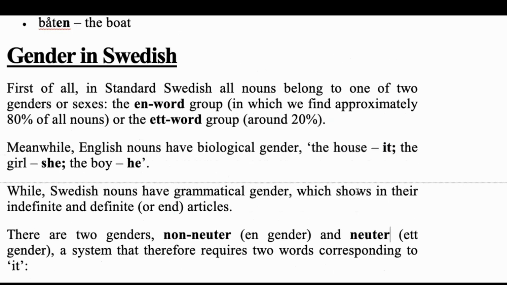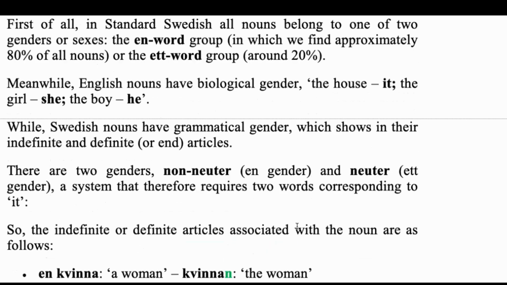I can write en kvinna, a woman, and I would write en man, a man. So they both come in the same gender. In English, a woman is feminine and a man is masculine, but here they are both in the same gender. That is non-neuter, or en gender. Okay, is that clear till now? Okay, then we can move forward.